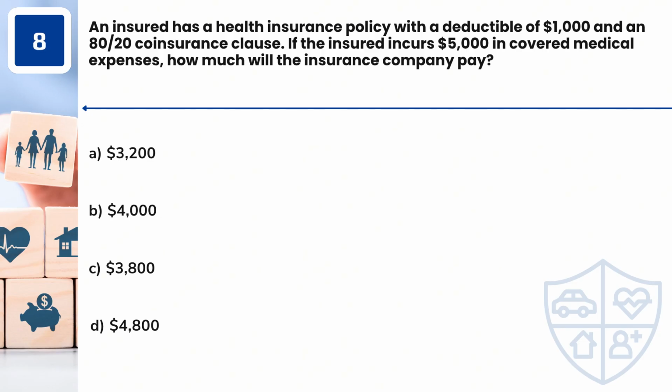Question 8. An insured has a health insurance policy with a deductible of $1,000 and an 80/20 coinsurance clause. If the insured incurs $5,000 in covered medical expenses, how much will the insurance company pay? A. $3,200. B. $4,000. C. $3,800. D. $4,800.